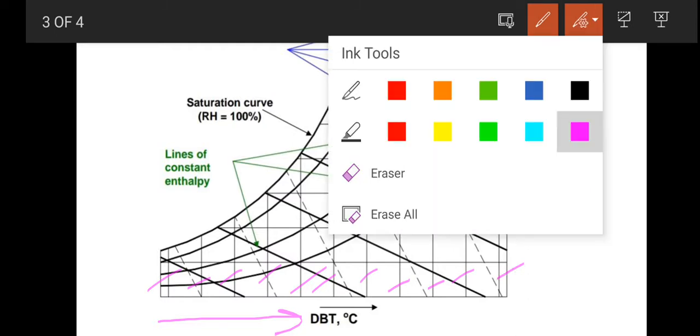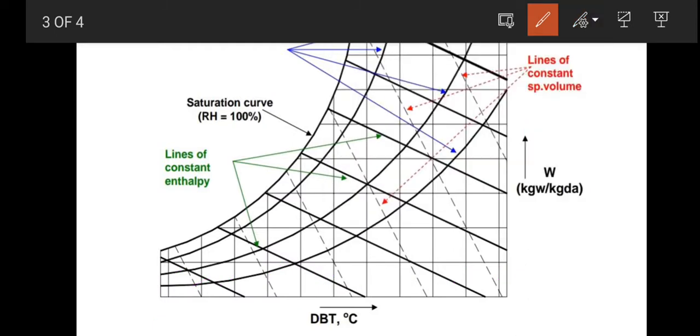Then the ordinate is indicated by the specific humidity, also called the humidity ratio. This is indicated by W and has units of kg of water vapor per kg of dry air. That means all the horizontal lines indicate the specific humidity.